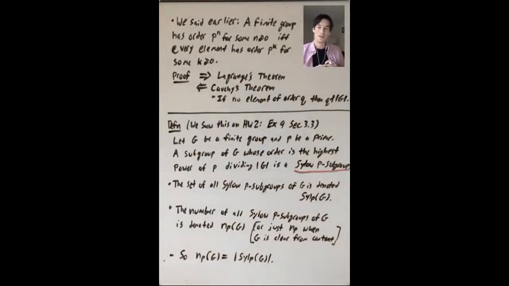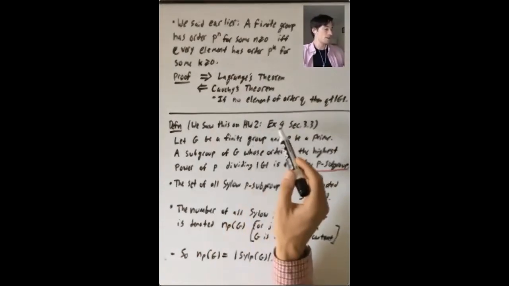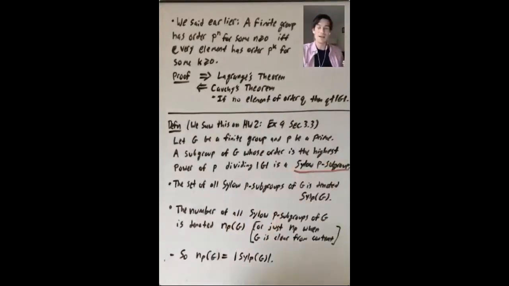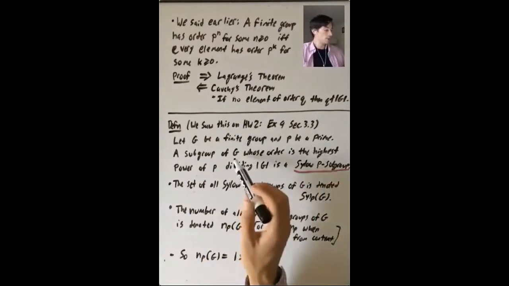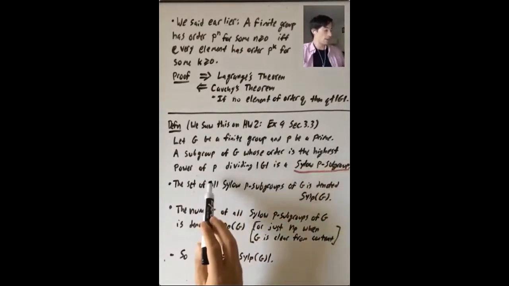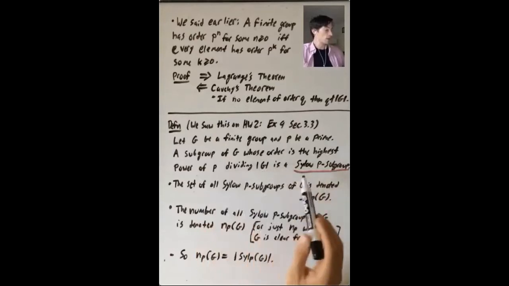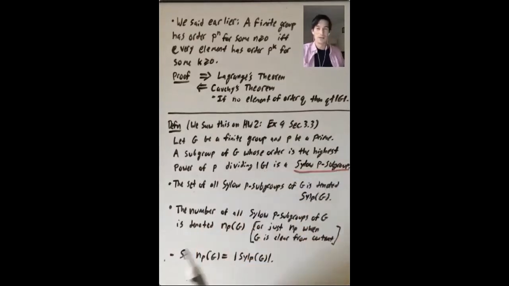All right, so now let's give the definition of a Sylow P subgroup. This is something that we've actually seen already. We saw this on homework 2. There's exercise 9 in section 3.3, which sets up some of what's interesting about these subgroups. So we're going to take a finite group G, and P is just going to be a prime. A subgroup of G whose order is the highest power of P dividing the order of G is called a Sylow P subgroup. Somewhat confusingly and annoyingly, this is sometimes called a p-Sylow subgroup, but I'm going to try to consistently use the term Sylow P subgroup.